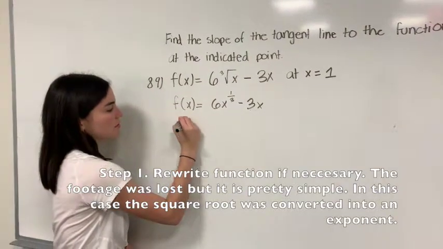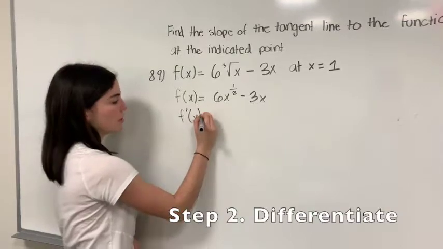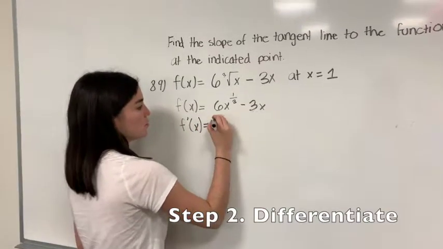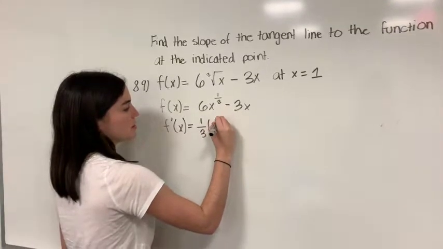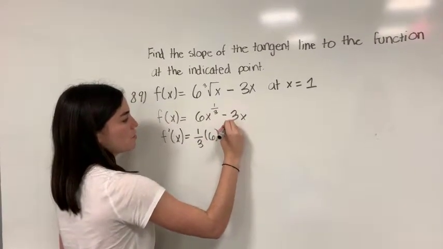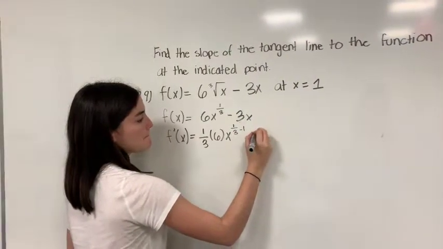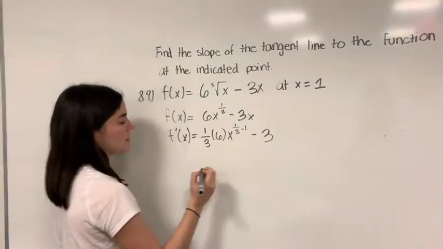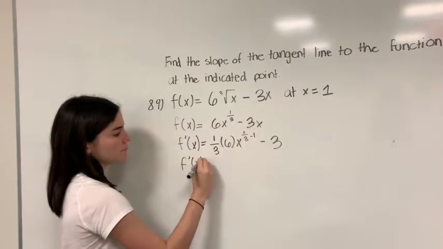So now we write the function as f prime of x because it is proper notation when differentiating. So 1/3 times 6x. So let's continue simplifying.